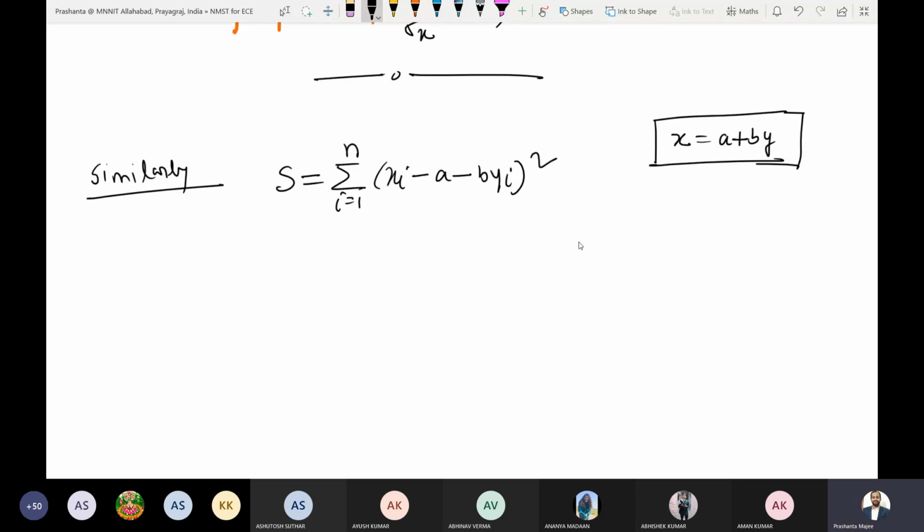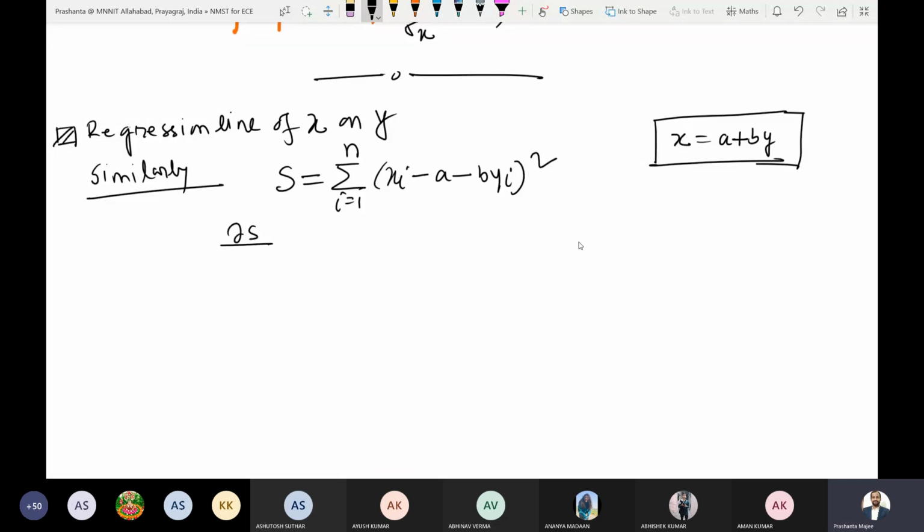This will be the regression line of x on y. You are assuming the y value to be correct, and then you are considering x equals a plus by. That is the most suitable linear curve representing the data. So the total error S will be the sum from i equals 1 to n of (xi minus a minus b yi) whole square. So you have to find out a and b from these two equations.